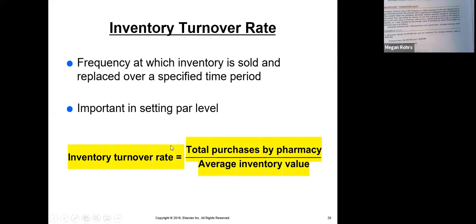When we're calculating the inventory turnover rate, we're going to take the total purchases by the pharmacy, and we're going to divide that by the average value of the inventory at one time. Most of the time we just take an average inventory once a month. So once we have the monthly inventory, if we do that 12 times, we can divide that by 12 to find the average inventory to know how much we have roughly on hand at one time. Then we're going to take the whole purchases for that year and divide by that average inventory value.